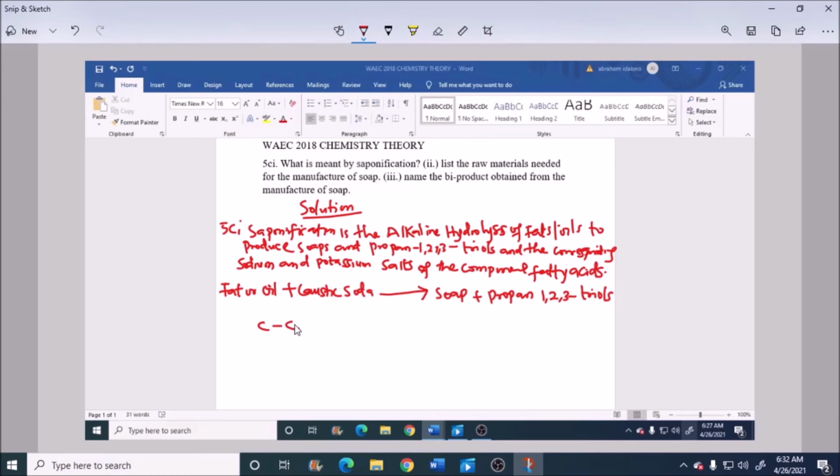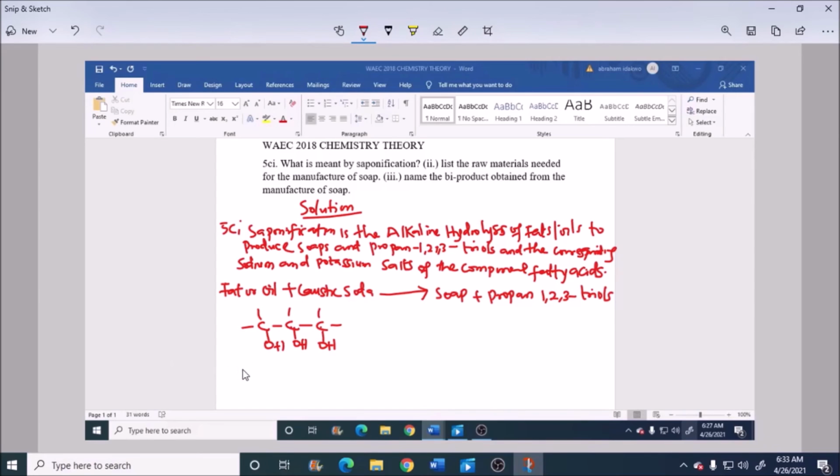Then propane-1,2,3-triol is given as this in the structural formula. We have a hydroxy group attached here, then we still have another hydroxy. So we have hydroxy groups bonded with the first carbon, second carbon, and the third carbon. So we have propane-1,2,3-triol when we react fat or oil with caustic soda. So we have soaps and propane-1,2,3-triol.